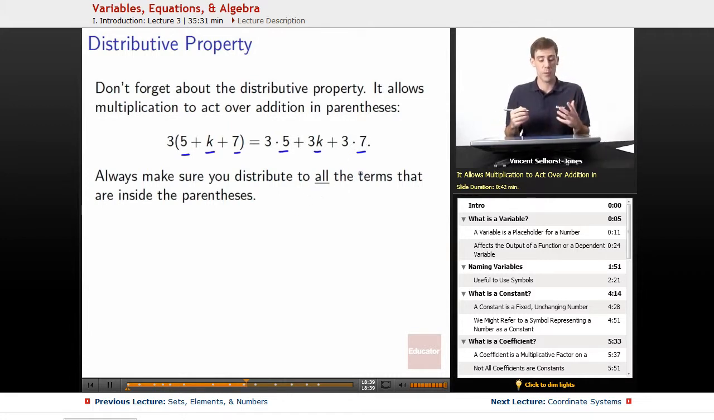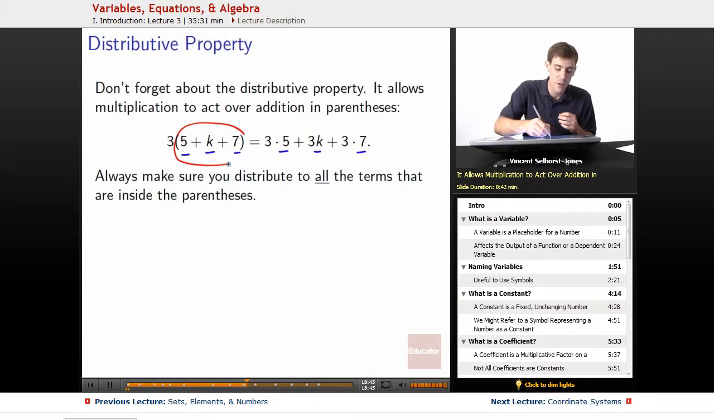That's the distributive property. Always make sure you distribute to all the terms that are inside the parentheses, right? We have to distribute to everything inside of the parentheses. I see lots of students see something like this and they go, oh, 3 times 5 plus k plus 7. No. You have to do everything inside of the parentheses. Otherwise, you're not distributing. So make sure that you're always distributing to everything in there, everything when you're multiplying in there.